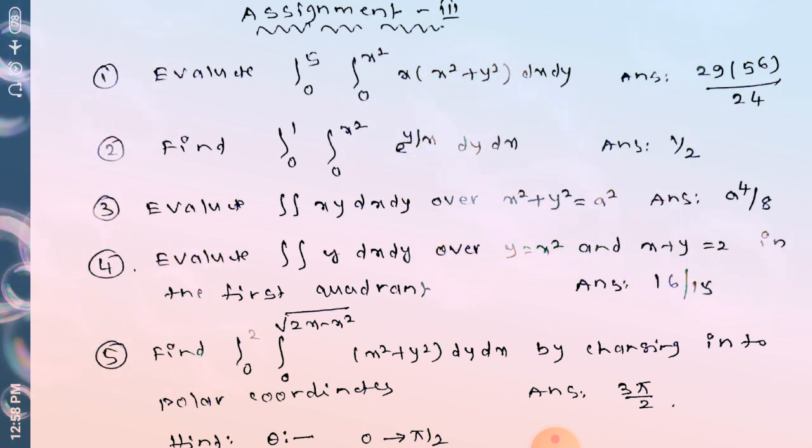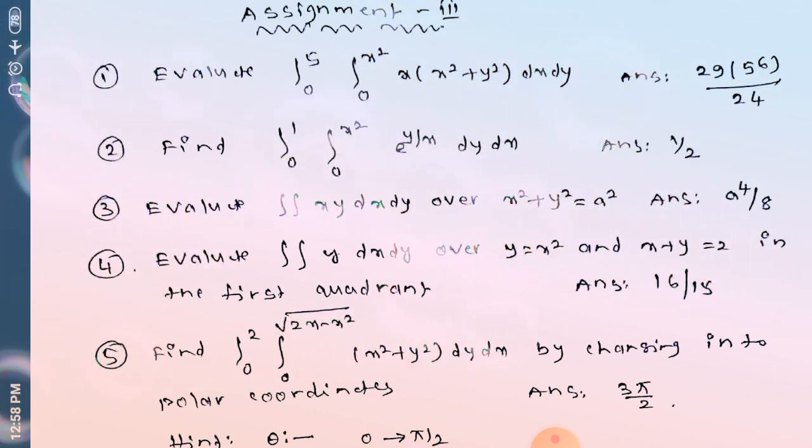Find the double integral 0 to 1, 0 to x square, e power y by x, dy dx. The same procedure applies. One integral involves real numbers, the second integral involves the x variable. So automatically the second integral is your y integral and the first one is the x integral. You do the integration first with respect to y, substituting the limits, then integrate with respect to x and substitute the limits. Very simple.